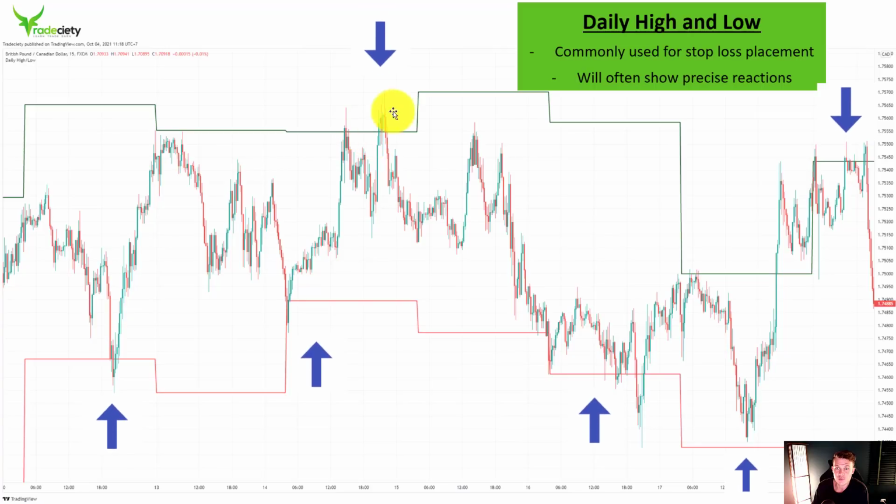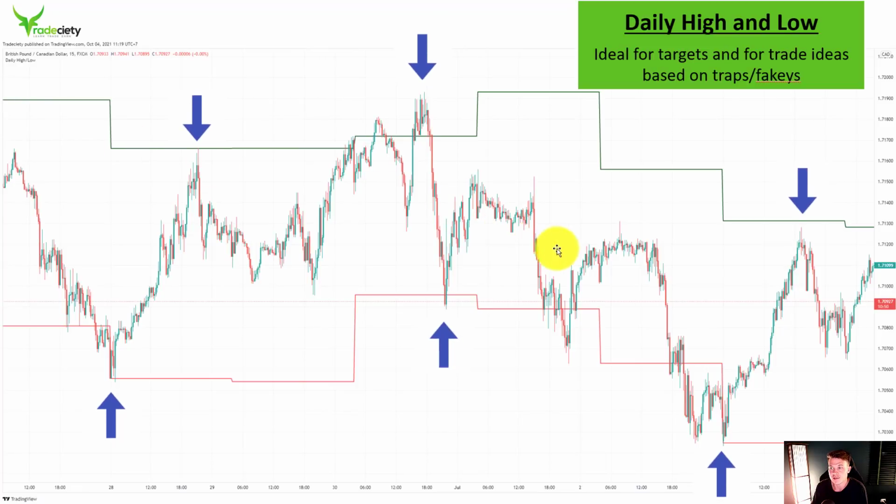And this is why you will see those very precise reactions, especially like here. You can see overall the market is range bound and just going sideways, and it's really bouncing nicely between the previous daily highs and lows. Obviously, sometimes it's overshooting, but in general, you can very nicely see how effective the daily high and low is. And that's why it's so important to have it on your charts.